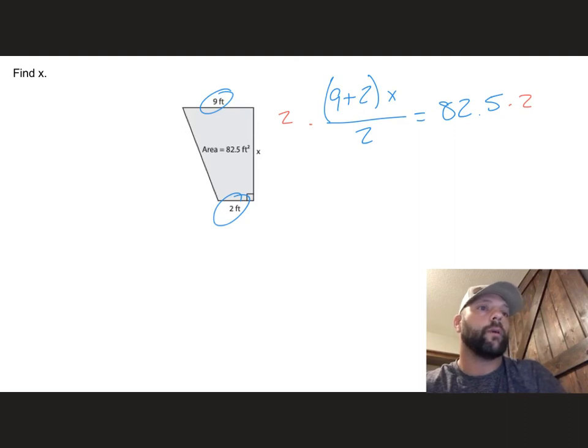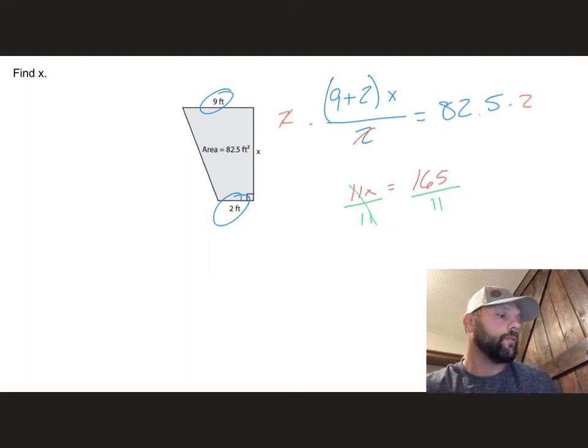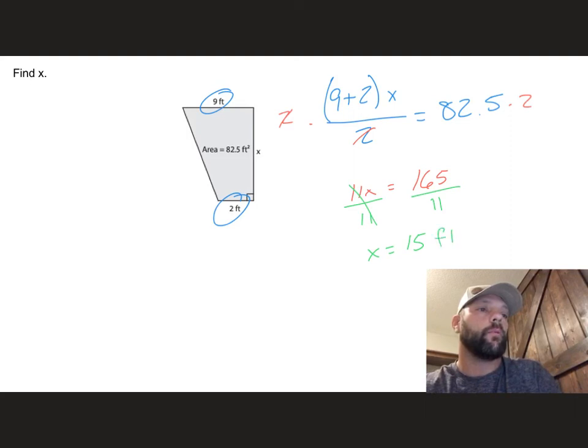First step, we're going to multiply by 2. When I multiply by 2, I am left with 9 plus 2 is 11x is going to equal 165. Then I need to divide both sides by 11. So 165 divided by 11 brings me out to x equal to 15, and my proper label would be feet.